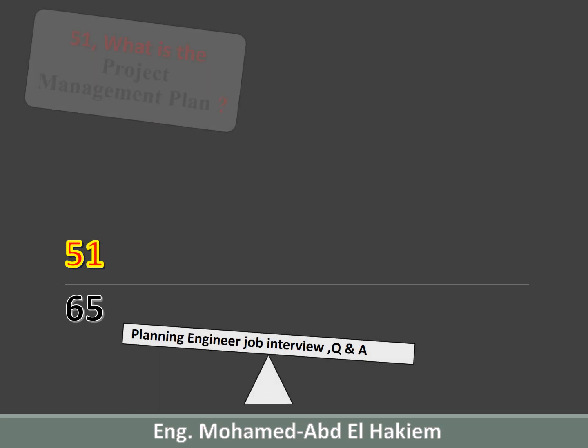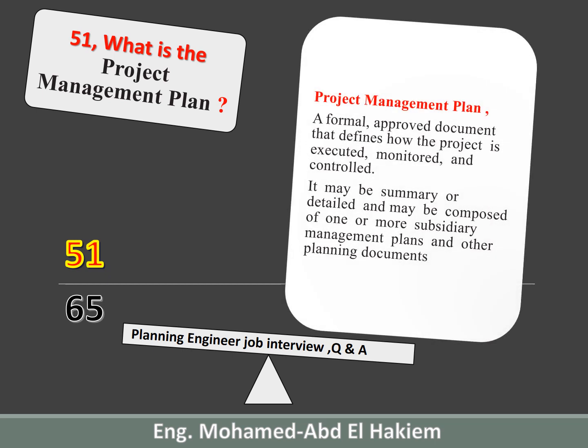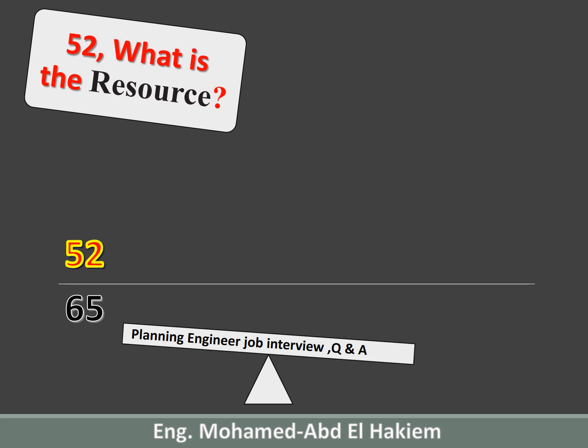51. What is the project management plan? Project management plan, a formal, approved document that defines how the project is executed, monitored, and controlled. It may be summary or detailed and may be composed of one or more subsidiary management plans and other planning documents.